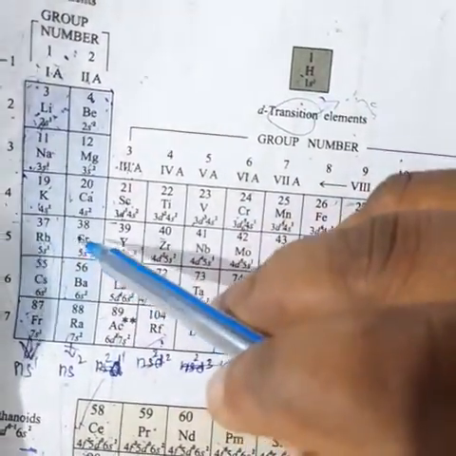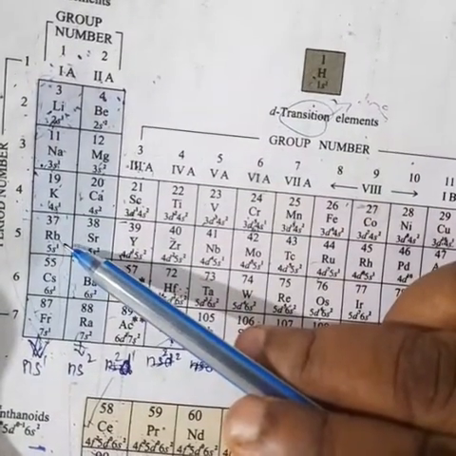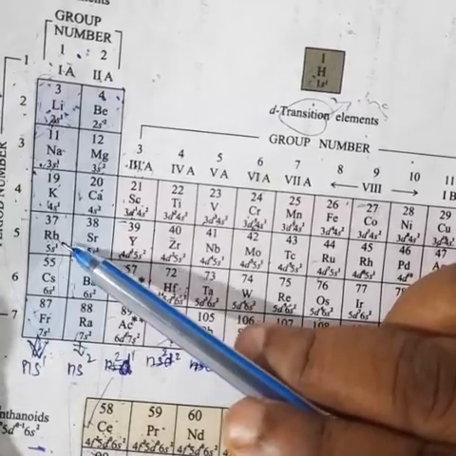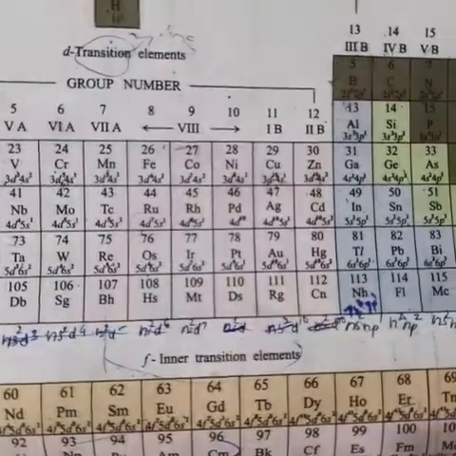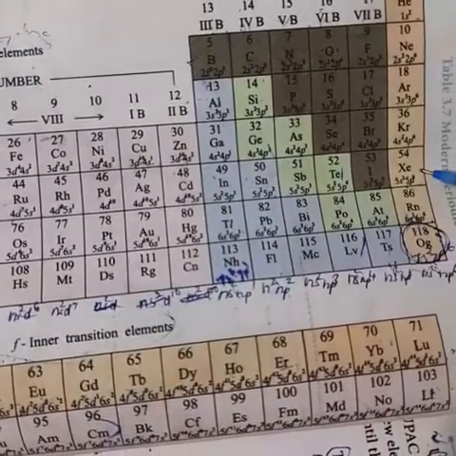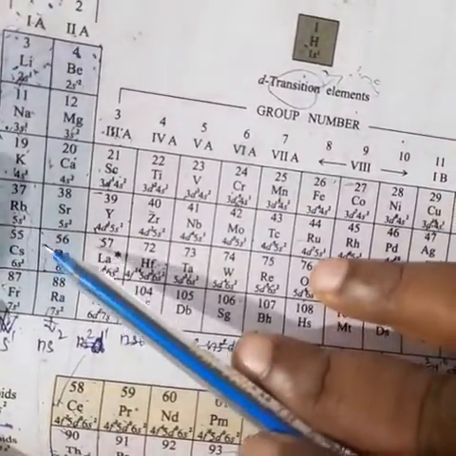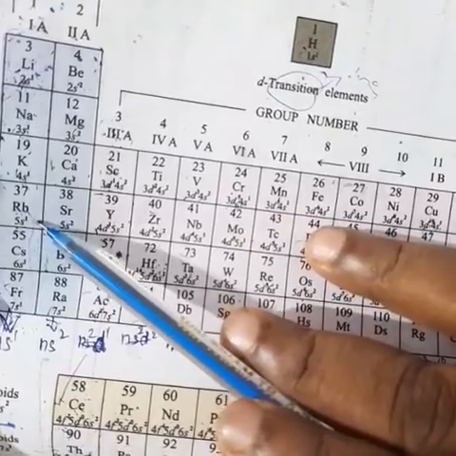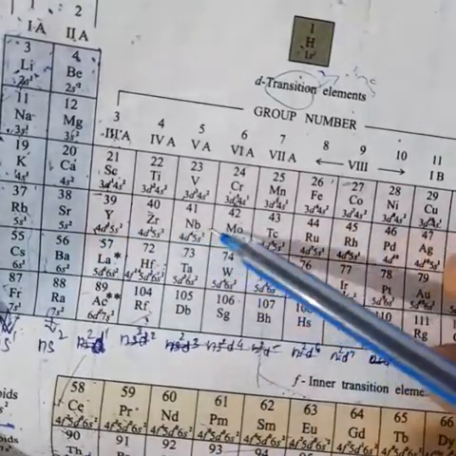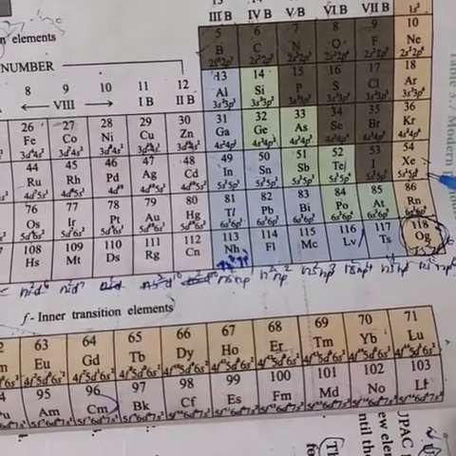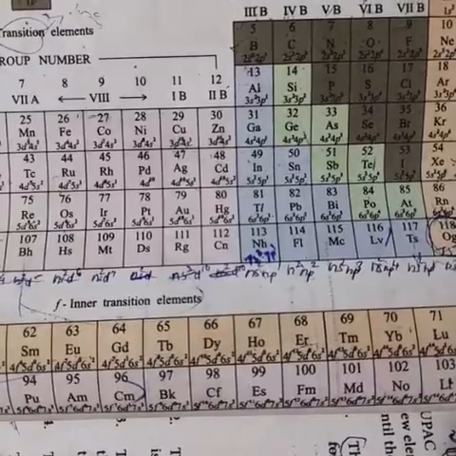Okay, fifth period elements here. In the fifth period, it starts from rubidium to xenon. The outermost orbitals here are occupying 5s, 4d and 5p. It starts with 5s1 and ends with 5p6. Okay, so these are the d transition elements.